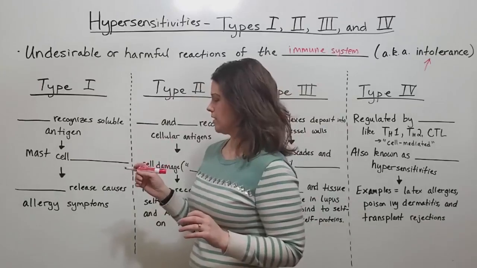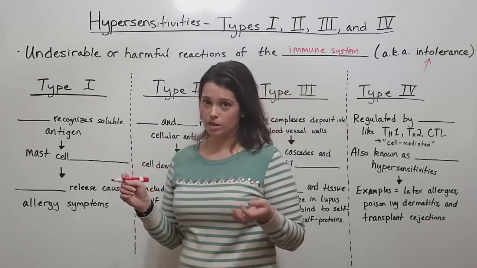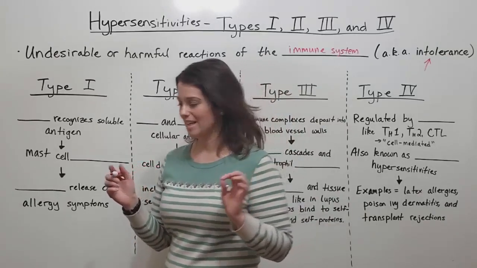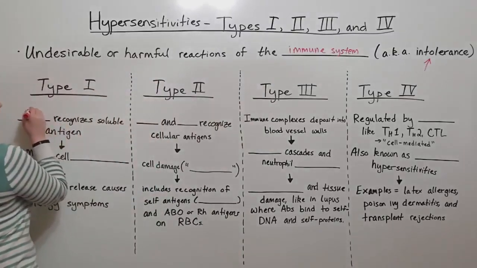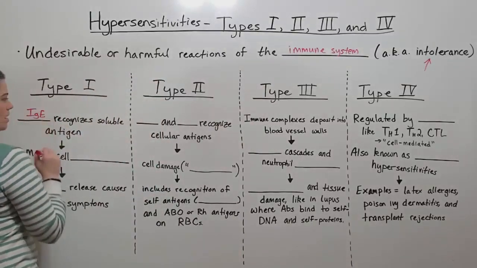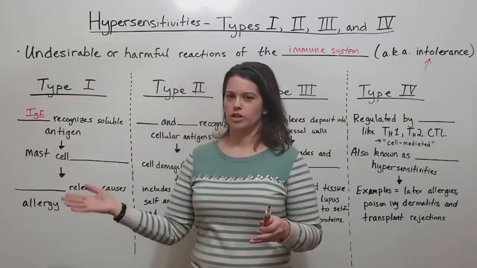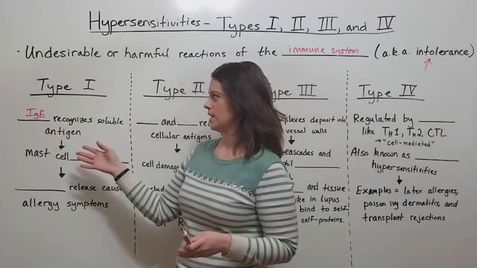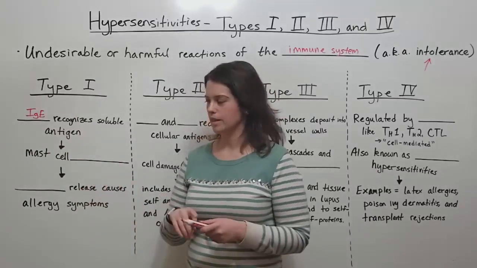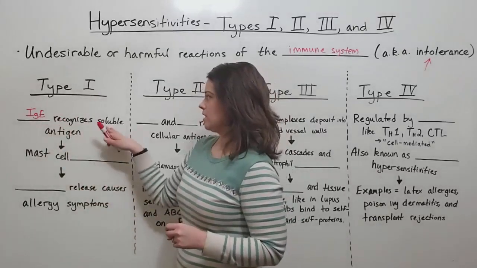Type 1 hypersensitivities are when a specific antibody, specifically IgE, recognizes soluble antigen. Remember here that Ig stands for immunoglobulin, which is another name for antibody. IgE is one of the major types of antibodies. So IgE recognizes soluble antigen.